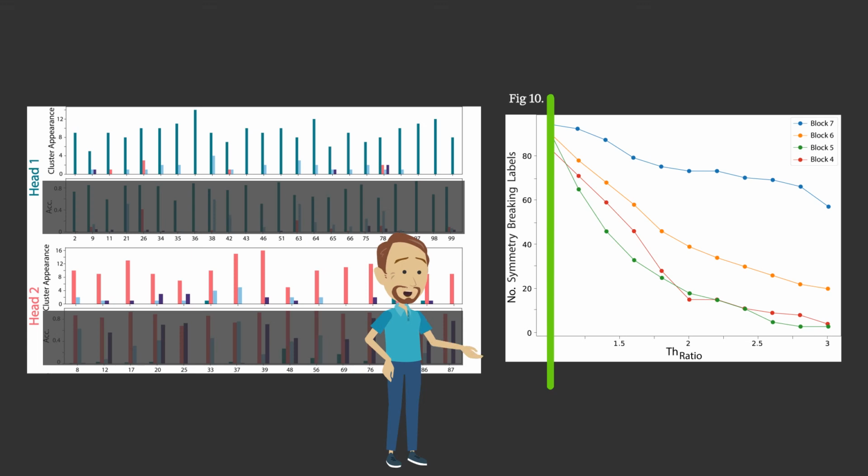As the threshold ratio increases, Block 7 retains most of its breaking components, but lower blocks have a lesser amount of labels that undergo symmetry breaking, indicating that it is stronger at higher levels than lower levels and more robust to the ratio that we choose. We also see a turning point at the threshold ratio of 2, indicating this was an appropriate decision.